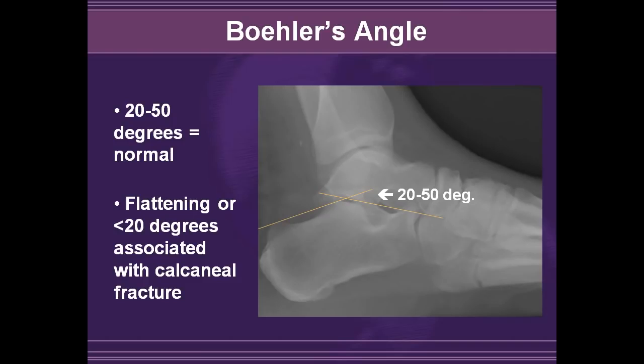So again, we have one line here from the facet going to this portion, and then we have this tuberosity here to the top of this portion of the bone, and this angle should be between 20 and 50 degrees. If there's a fracture through here, through the middle of the calcaneus, the entire thing can collapse down and become flattened. That angle will decrease.